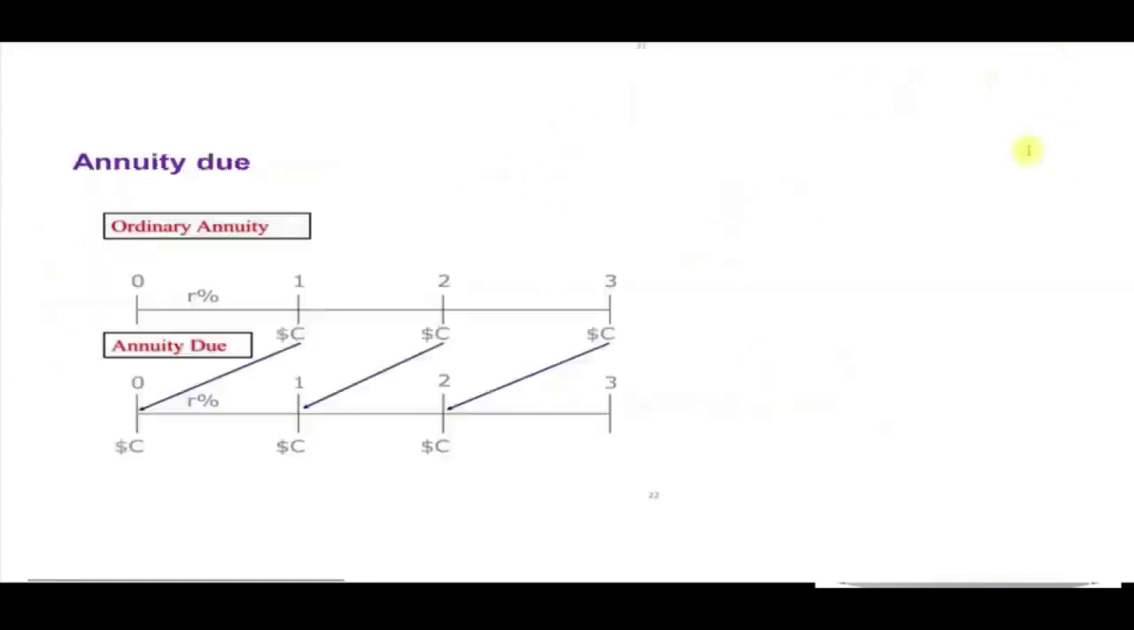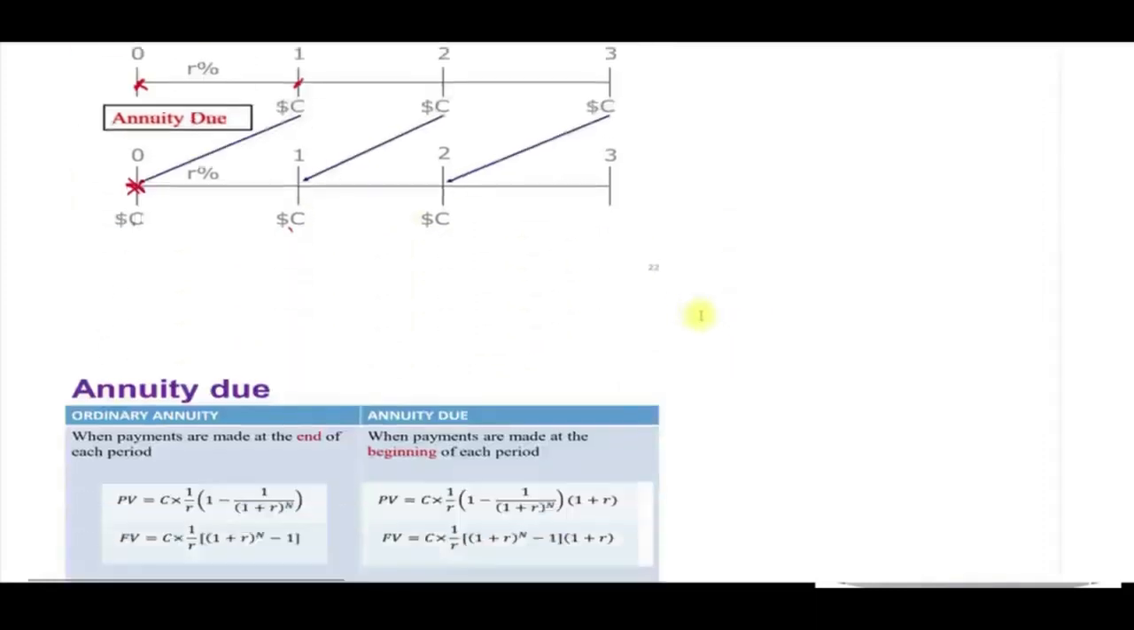You see we have the same timeline, 1, 2, 3, start of the period, end of the period. If there is no cash flow at the start, it is an ordinary annuity. But if there is one at the start, it becomes an annuity due. But remember, the periods remain the same. So 1, 2, 3, there is another period. I will show you why we need this period.